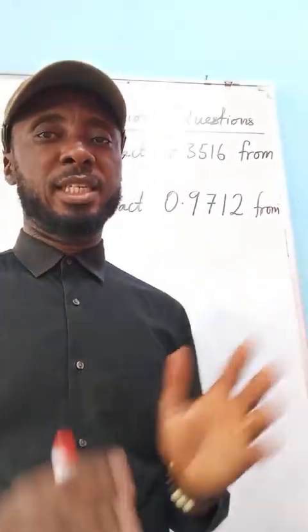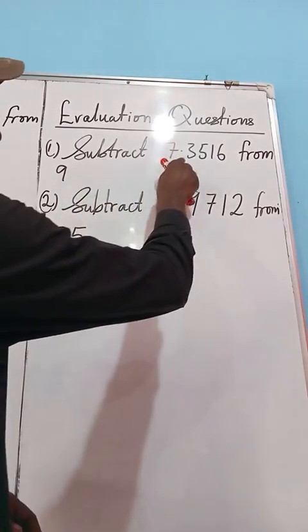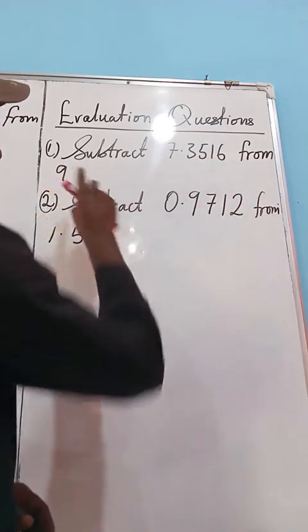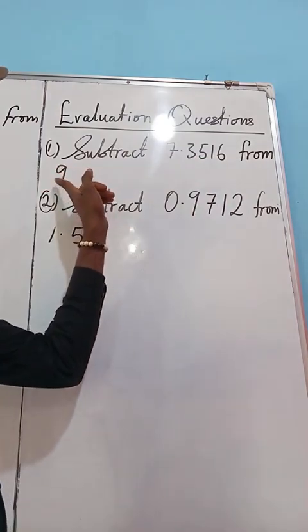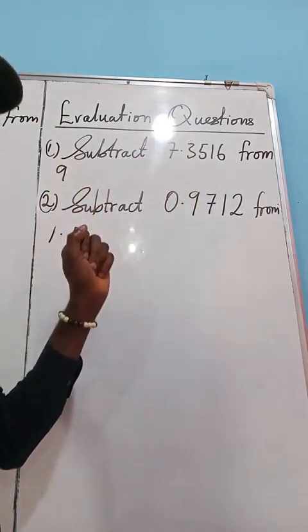Okay, let's look at this evaluation question. Number 1, it says subtract 7.3516 from 9. Now you consider the whole number, and this is 9. 9 is bigger than 7, so you subtract this number from 9.